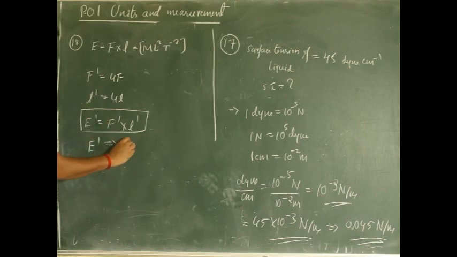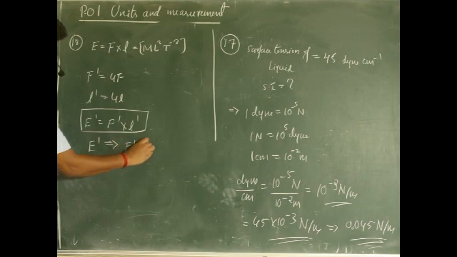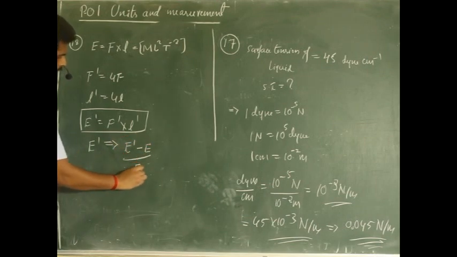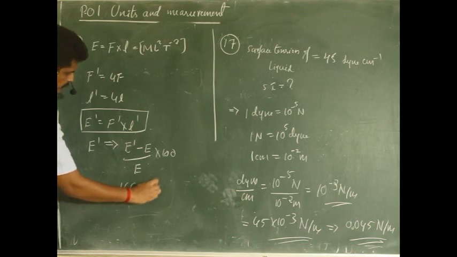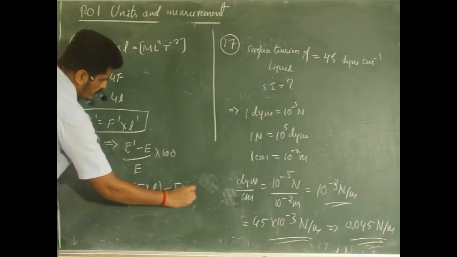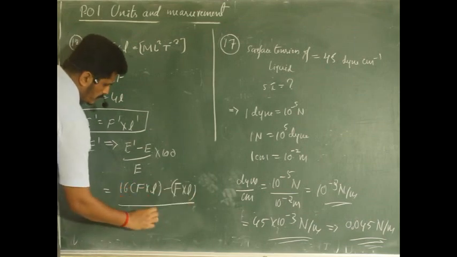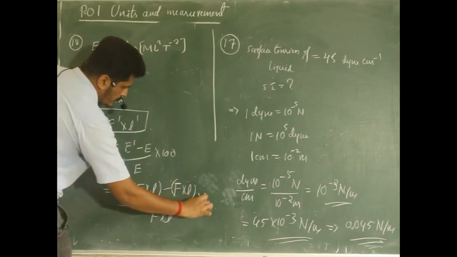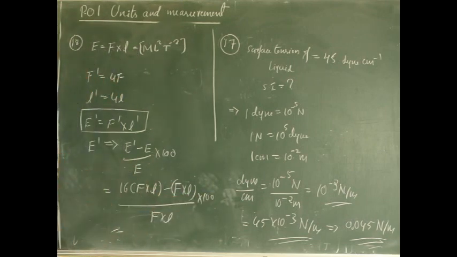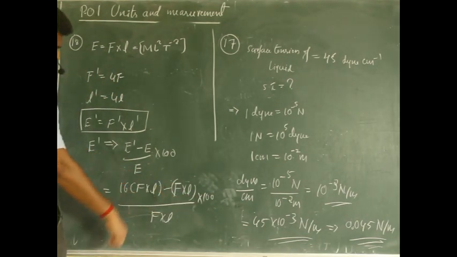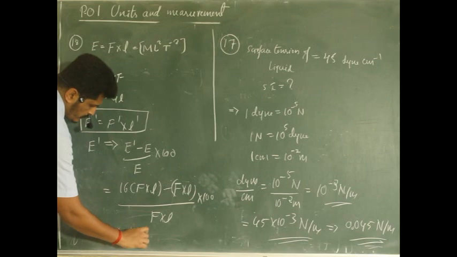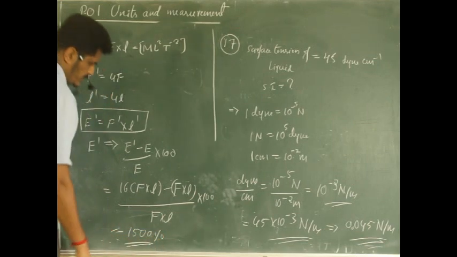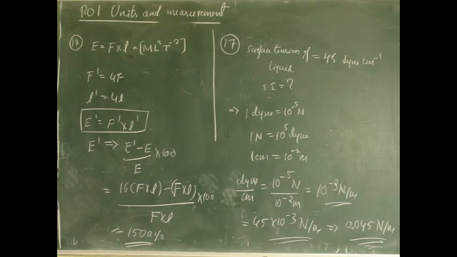So what is that? So this will be E dash minus E divided by E into 100. What is E dash? New. That means new force. How much is that? 16 into F into L minus F into L divided by F into L into 100. So how much is the answer? Yes, you will be getting around 15 into 100. So 1500%. So this is the answer.